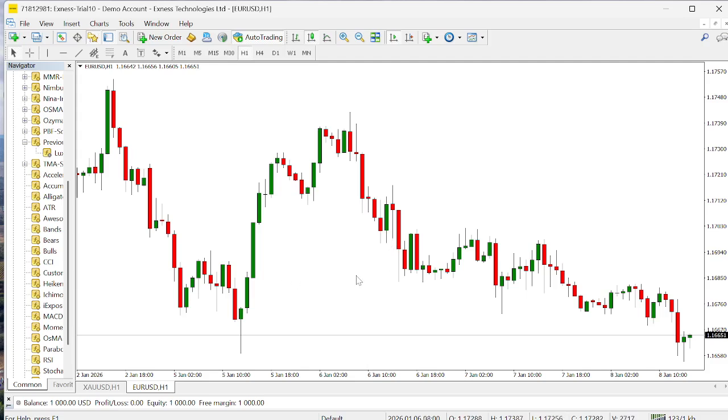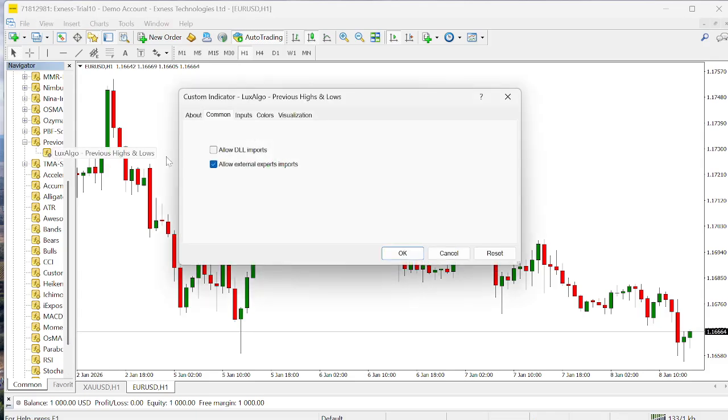The previous high-low indicator is a technical analysis tool that marks previous highs and lows so traders can identify where price has recently turned. It is built around the idea that price often reacts around earlier swing highs and lows, which can act as potential support or resistance areas. By having these levels plotted automatically, the indicator helps you focus on important zones on the chart. At this point, I'll load the indicator on the chart so you can see how it looks in real time.